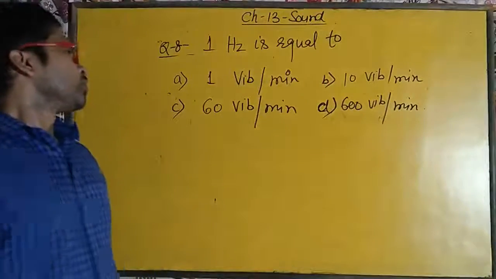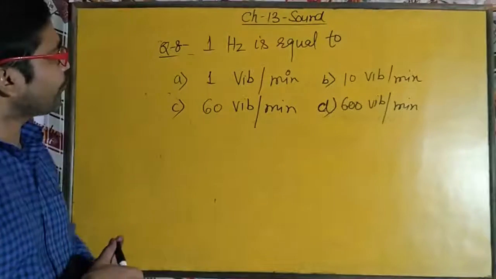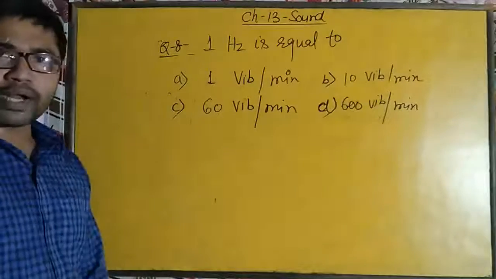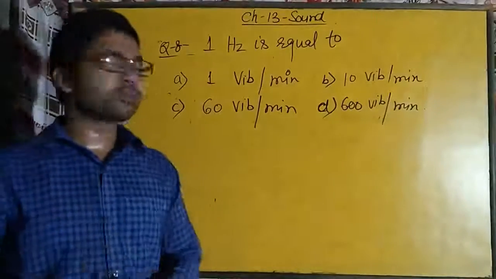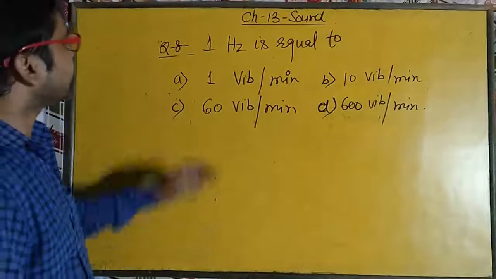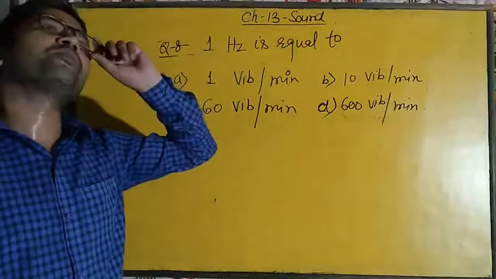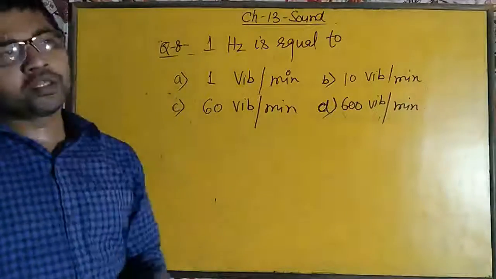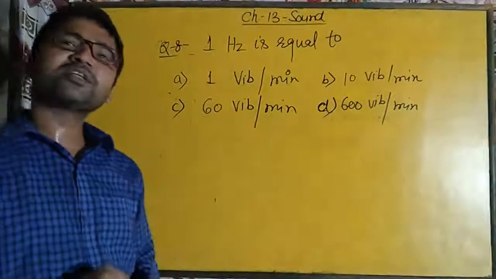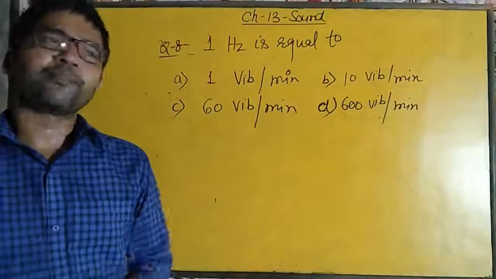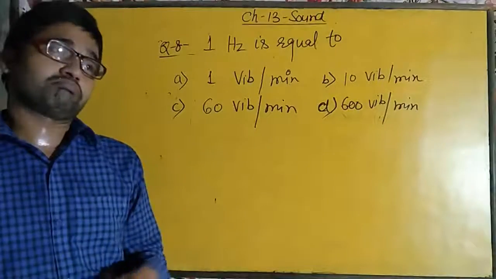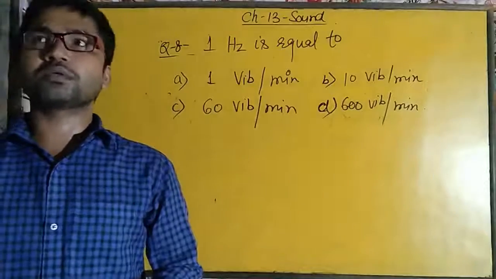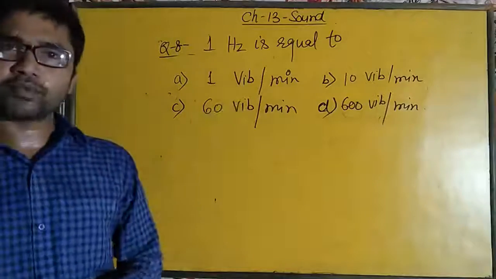Students, I am sure that most of you are able to solve this question by yourself, so try to do this, and also write the explanation of all the questions, because it will give you an idea of the concept behind the question. So let us see. 1 hertz is equal to, so let's see the definition of frequency, because this is the unit of frequency. Frequency is defined as the number of vibrations per second. So 10 vibrations per second is considered 10 hertz, 20 vibrations per second means 20 hertz, so 1 vibration per second means 1 hertz.